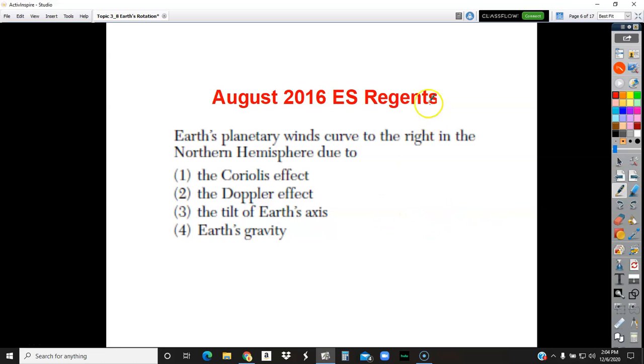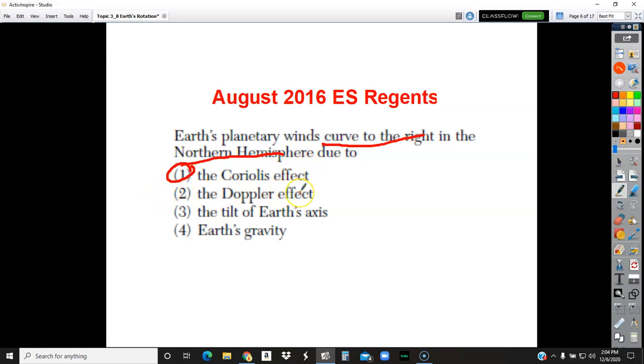This was a question on a Regents from several years ago, so a very easy question. Earth's planetary winds, and once they started talking about curve to the right in the north due to the, the students had to know, oh, we're talking about the Coriolis effect. So 1 was the correct answer.